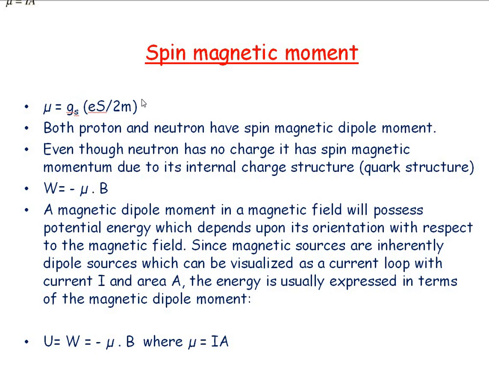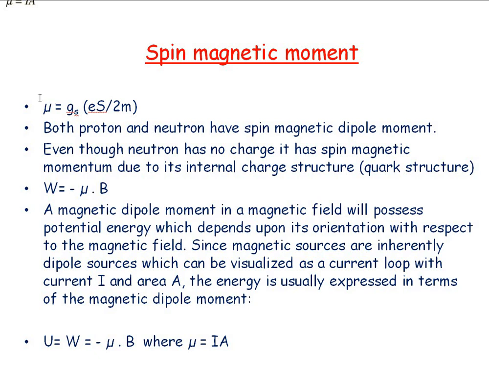So let us discuss the spin magnetic moment. The spin magnetic moment, usually denoted by mu s, is equal to gs into e s divided by 2m. Both protons and neutrons have a spin magnetic dipole moment. We may wonder why the neutron has a magnetic moment, because its charge is 0. But it has some magnetic moment due to its internal charge structure. We already discussed the quark structure, so it has some internal charges. Due to that, the neutron also has a spin magnetic moment.